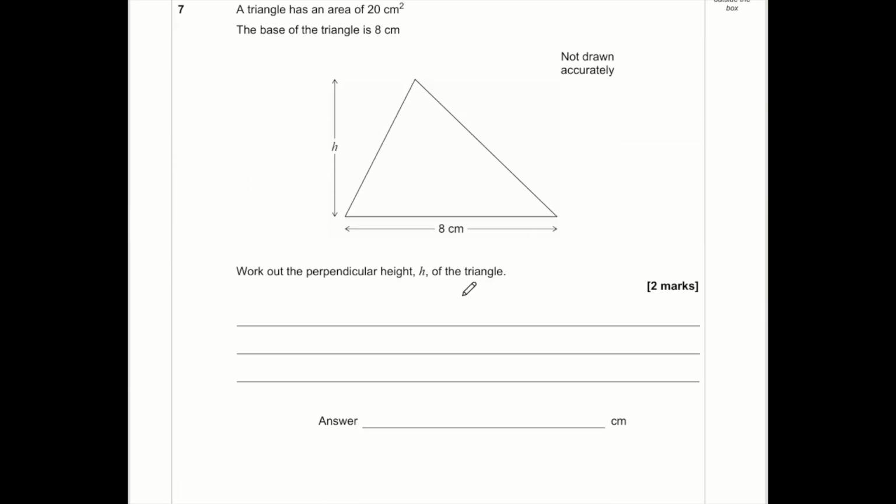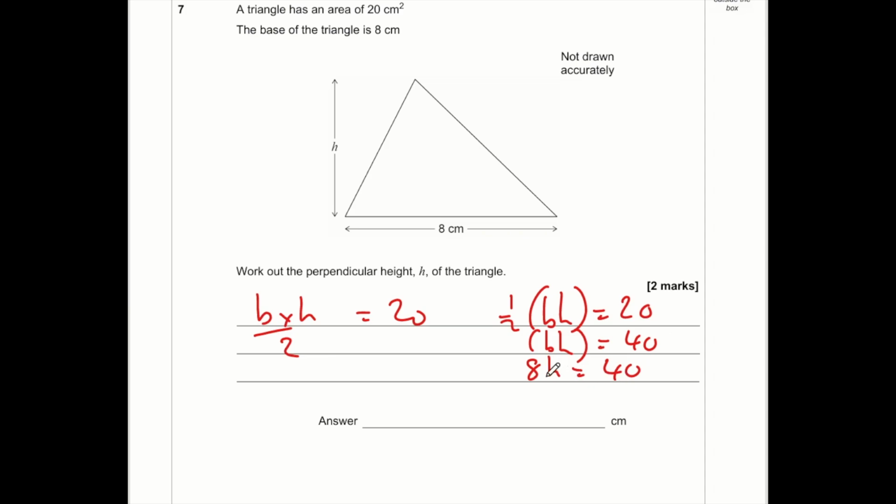Okay, question number 7. We want to work out the height given the area. So the area of a triangle is the base times the height divided by 2. And here the area is 20. So base times height divided by 2 is 20. In other words, maybe it's easier to think of it as half the base times height is 20, in which case the full base times height is going to be 40. Now we know the base is 8. So if the base is 8, we can replace b with 8. So 8h equals 40. So if 8h is 40, then h is going to be 40 divided by 8. So the answer is 5 centimeters. And now we can check it backwards. 5 times 8 is 40, half it, 20. We know we've definitely got it right.